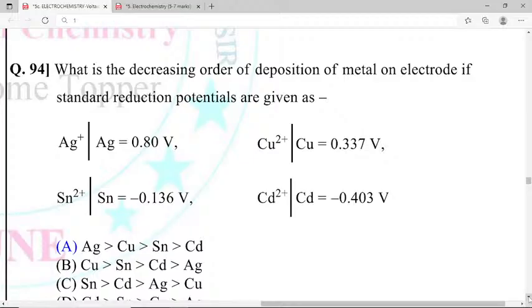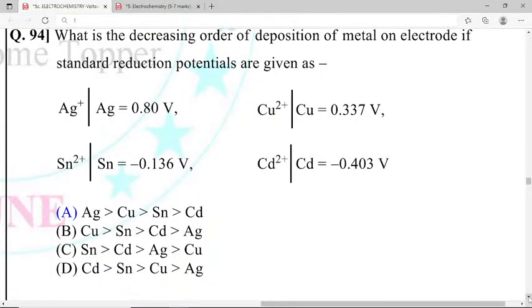What is the decreasing order of deposition of metal electrode potential? Very easy. Silver has the highest value. Yes, correct. Silver has the highest value. So this is the highest value. And what is the lowest value? Cadmium. Cadmium has the lowest value.